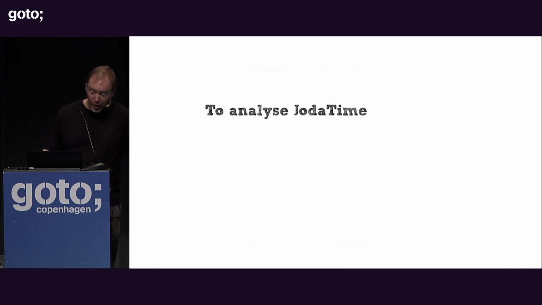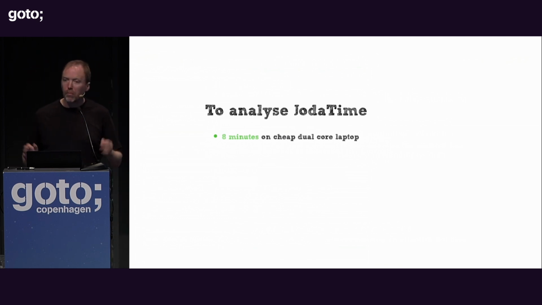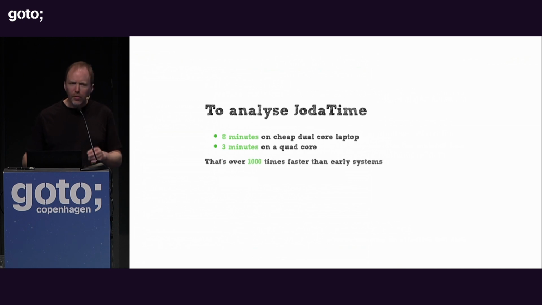So to analyze GOTO time, on my old laptop, it was about 8 minutes. This thing seemed to be a little bit faster. Quad-core workstation, about 3 minutes. So again, my maths is still a bit sketchy, but I think that's something like 1,000 times faster. We've made a step change difference.